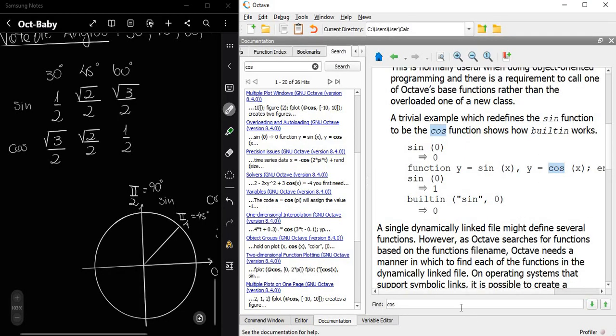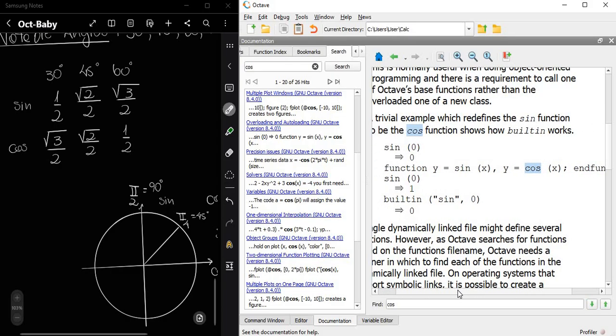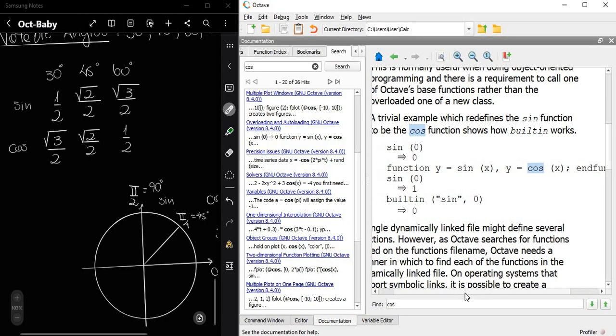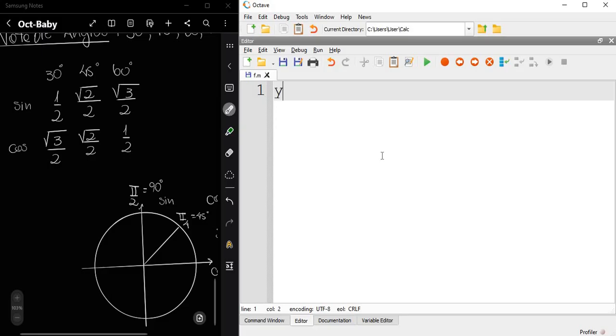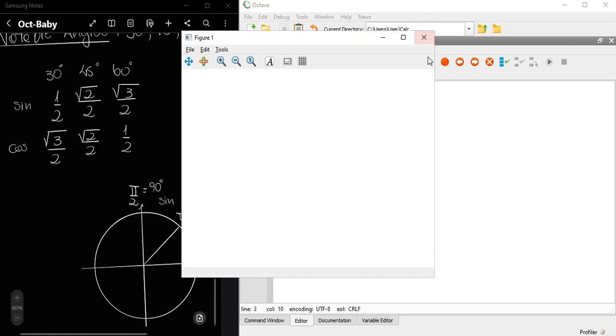Let's see what we can find right here. Maybe we can plot directly without any complicated code. So let's do something like a cosine of x and ask to plot x and y. Let's see what it returned to us. Run? Nothing.